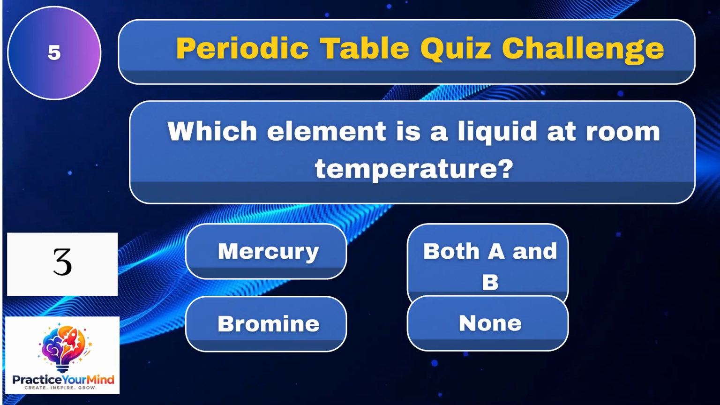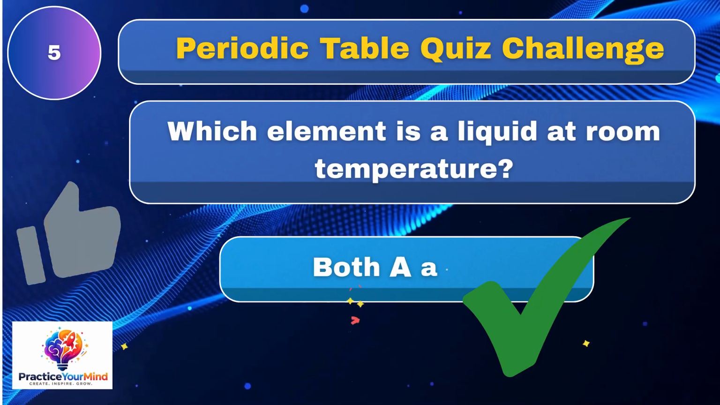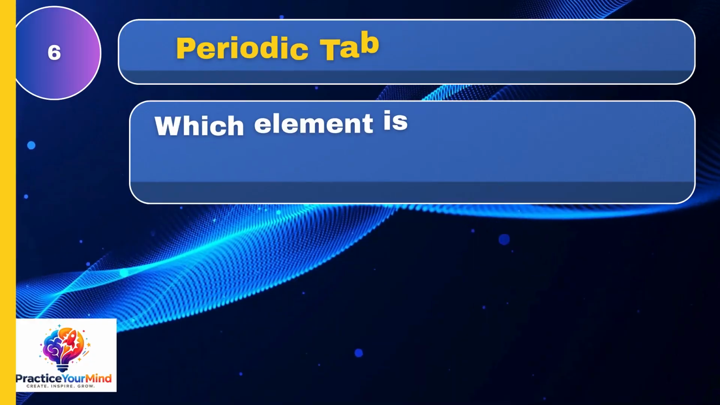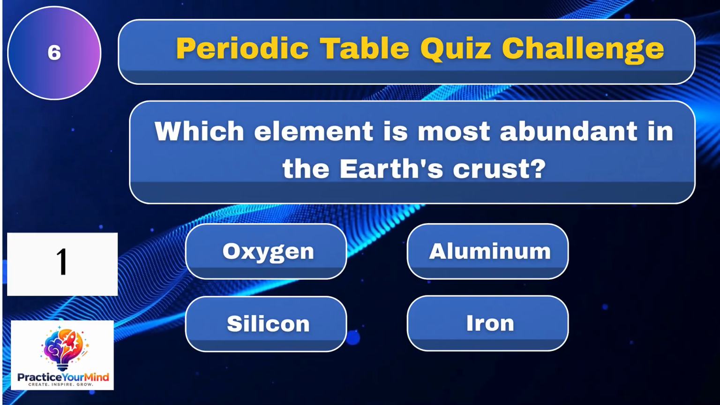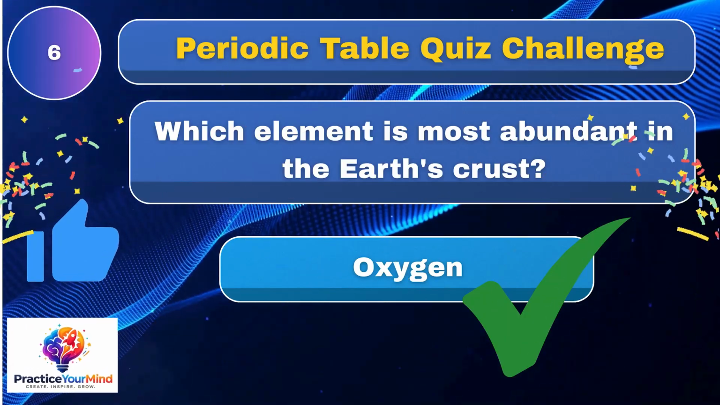Ready? Question 5. Which element is a liquid at room temperature? Great answer. Most elements are solid, but mercury and bromine aren't. Speaking of solids, which element is most abundant in the Earth's crust? Well done. Oxygen is the most abundant in Earth's crust.